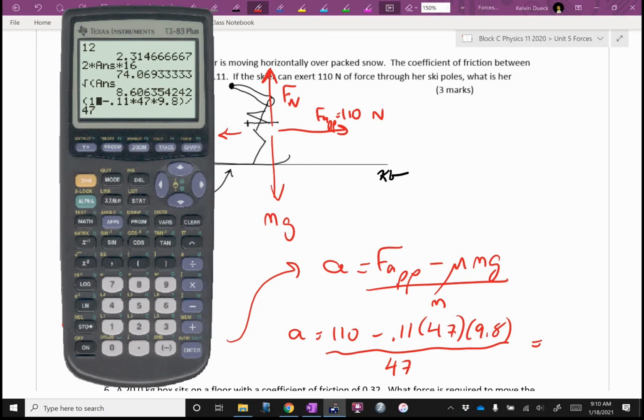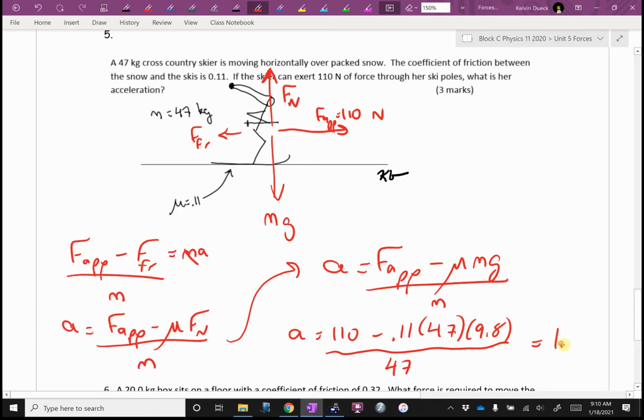I've got a typo, don't I? Let's try that. 110, not 10. Do you get 1.26? Not a very big acceleration. This would be a bit weird in real life. This is probably cross-country skiing because it's on flat ground.